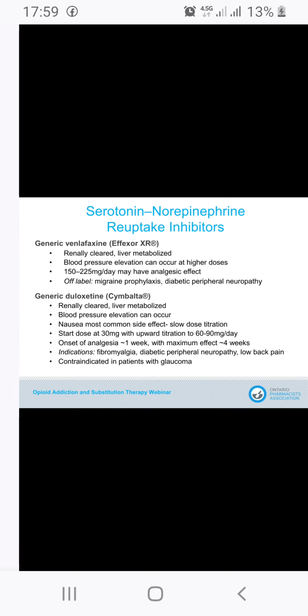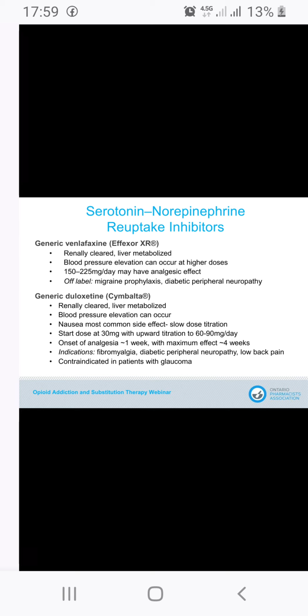The Health Canada indication is fibromyalgia, diabetic peripheral neuropathy, and low back pain, and it's contraindicated in patients with glaucoma. So acute angle closure glaucoma, and that's likely a result of dilation of the pupil of the eye that is caused by some of the adrenergic effects of duloxetine. There might be effects due to the anticholinergic activity, as well as increases in serotonin are also theoretically linked to why this would worsen glaucoma.